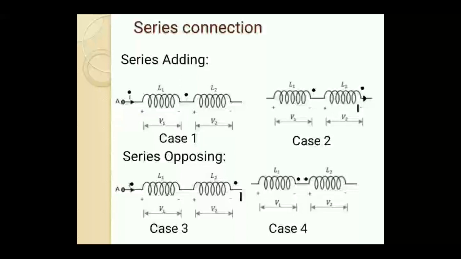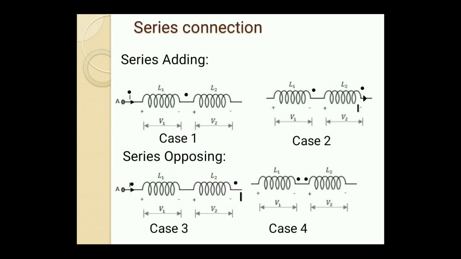First one is series aiding. We took two series aiding connections. What do you mean by series aiding? See here, current enters the dot in one coil, and here also current enters the dot of the other coil. And in case 2, current leaves both the dots. So the total mutual induced EMF is positive, as we already saw by the dot convention.